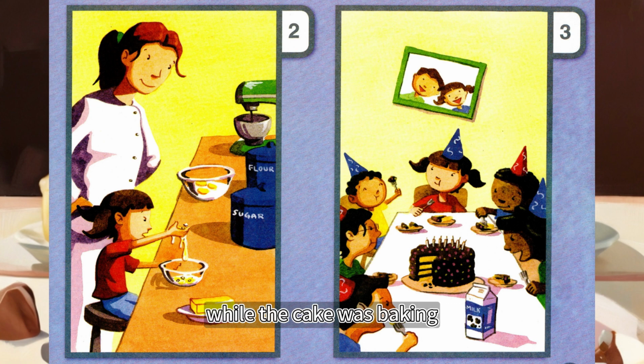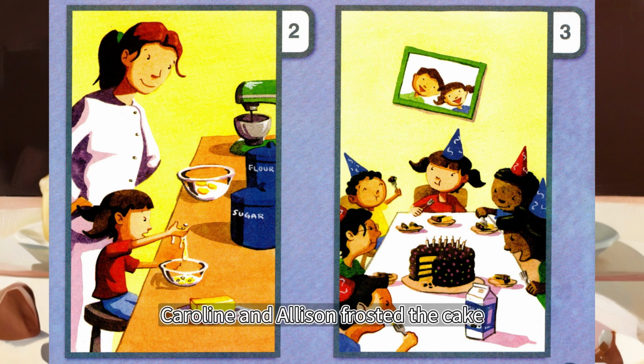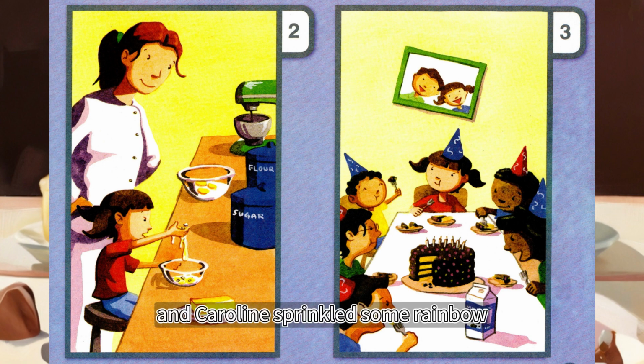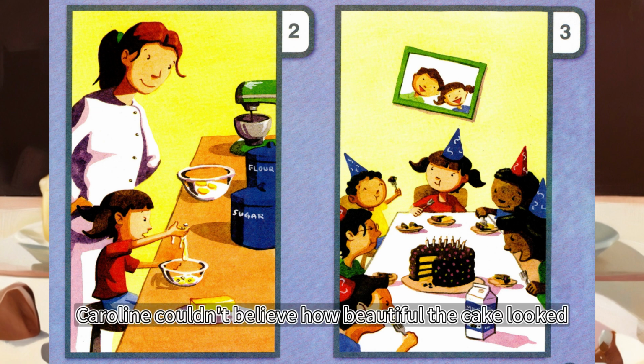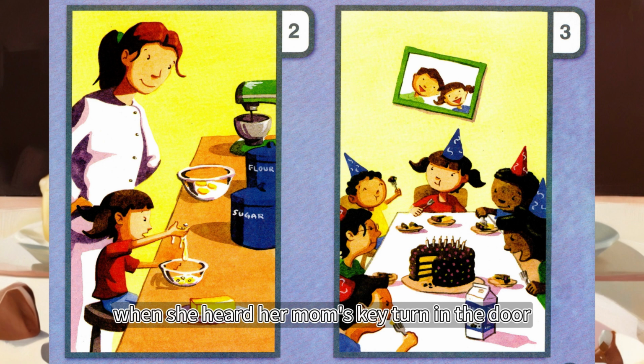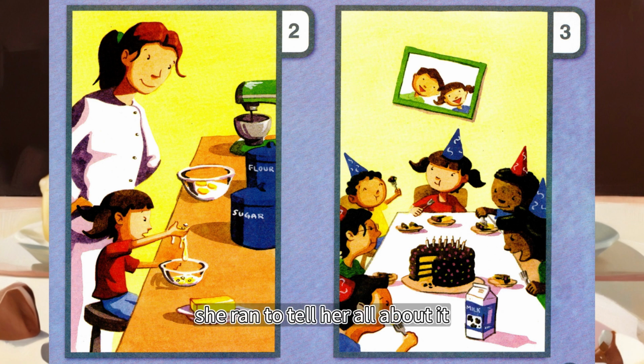While the cake was baking, Alison and Caroline made the frosting. Time seemed to fly by, and soon the cake had finished baking and was ready to take out of the pan. "Oh," said Caroline. "It looks a little uneven." "No problem," said Alison. "We'll just put the frosting on a bit thicker in that spot." Caroline and Alison frosted the cake, and Caroline sprinkled some rainbow-colored candies on top. Alison added 7 candles. Caroline couldn't believe how beautiful the cake looked. When she heard her mom's key turn in the door, she ran to tell her all about it.